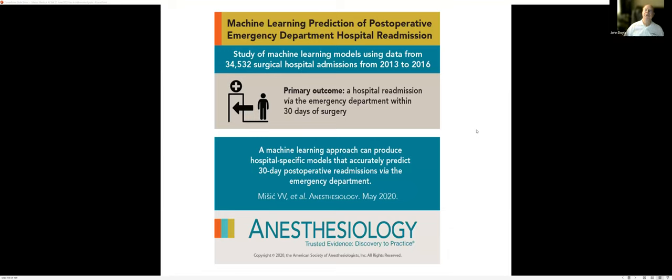Here's an application of machine learning: prediction of postoperative emergency. They looked at 34,000 odd admissions from 2013 to 2016 to come up with an indicator of whether or not you're likely to be readmitted via the emergency room. The metric was, how good are you at predicting that you'll come back to the emergency department in 30 days? The prediction of readmission was moderate in success. The metric sometimes used is the area under the curve, which, if you're into this field, you'll understand is moderately good, but not as good as we would like.